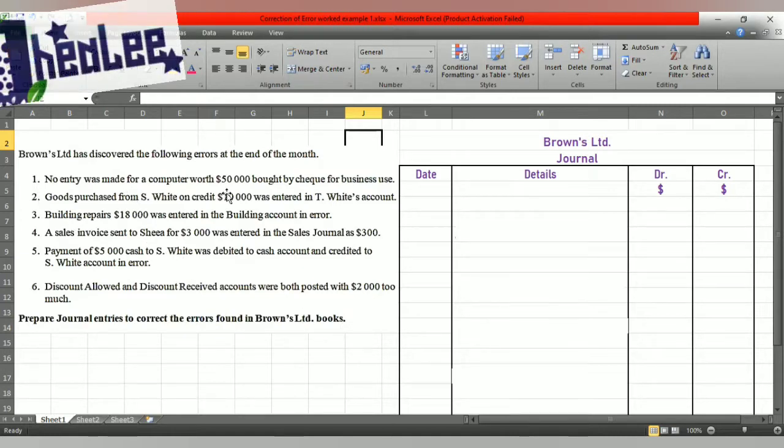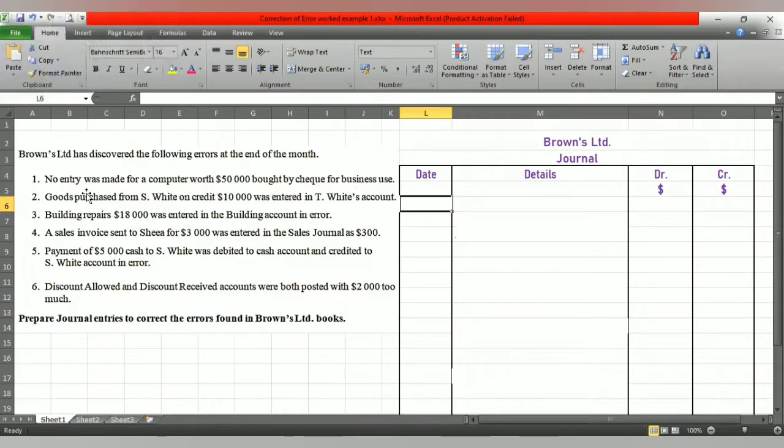No entry was made for a computer worth 50,000 bought by check for business use. So basically, by looking at this transaction, we know that that's an error of omission. Once there's an error of omission, to correct this, all you would need to do is to apply the normal rules, meaning the normal double entry rule.